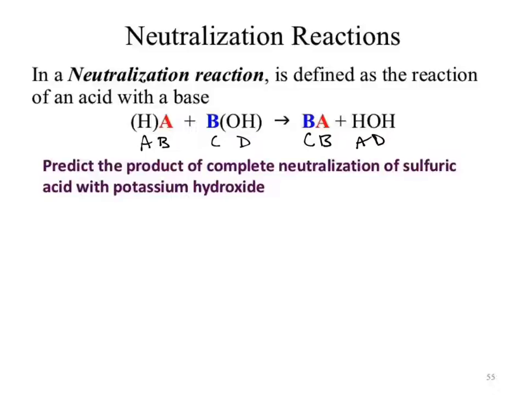So we've got another example here. I want you to go through and predict. Give me the products of the complete neutralization of sulfuric acid with potassium hydroxide. All I want are the products. I will tell you right now, it is probably easier to determine what the products are if you have the reactants present. Okay? Draw them out, talk to the people around you, make sure you got it.